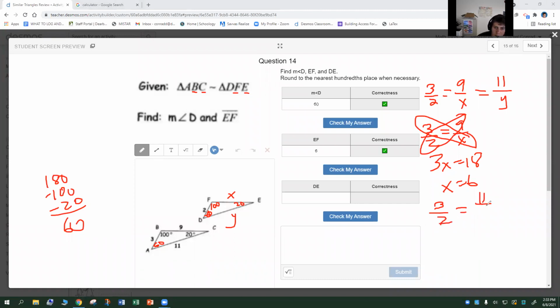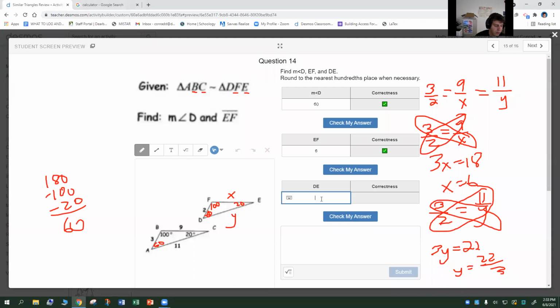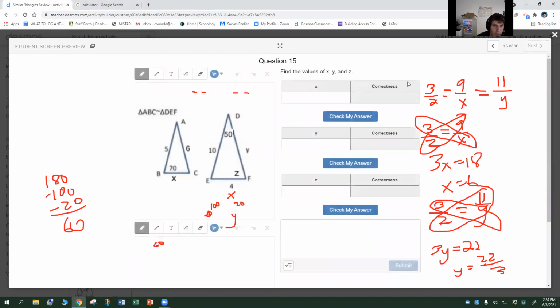Okay, and then I'm going to do 3 over 2 equals 11 over y. I'm going to cross multiply. That's going to be 3y equals 22. Then I'm going to divide both sides by 3, and I'm going to get y equals 22 over 3. It looks like they want us to round, so 22 over 3 isn't going to work. So we need to put that in, and that's going to be 7.33.